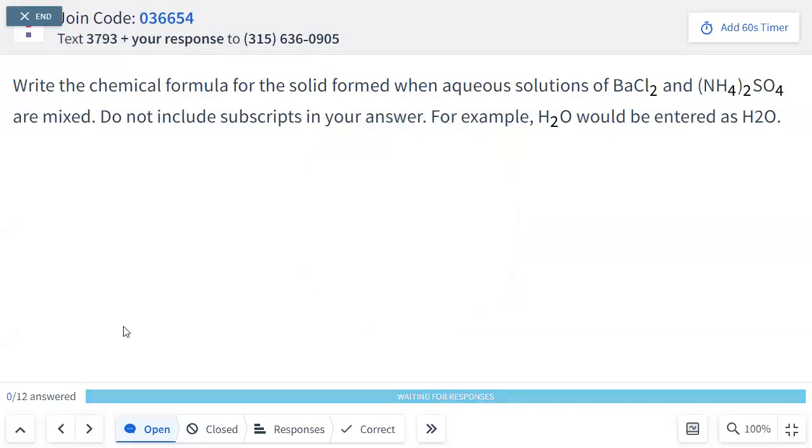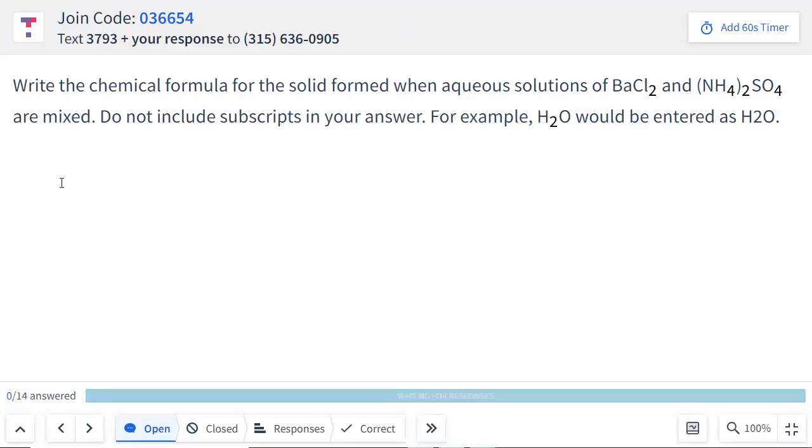All right, let's walk through this one together. So here we're looking at barium chloride reacting with ammonium sulfate. So this is a double replacement reaction.